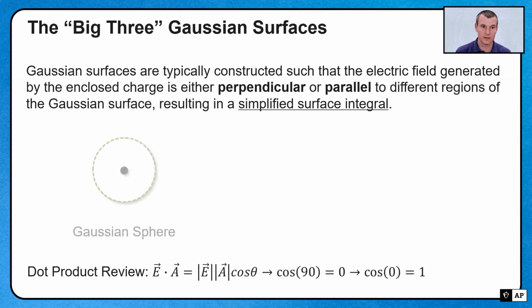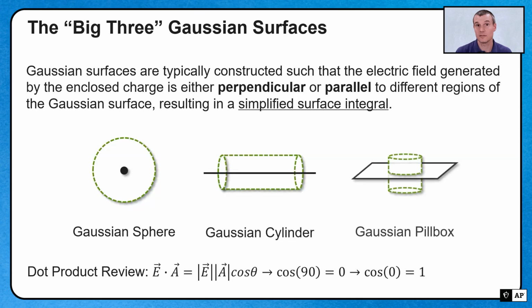So what do these surfaces look like? Well, we have the Gaussian sphere, you have the Gaussian cylinder, and the Gaussian pillbox. You might say, well, wait, the Gaussian cylinder and the Gaussian pillbox look almost the same.